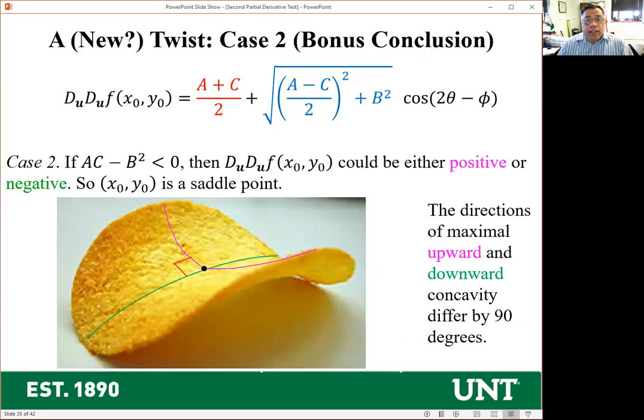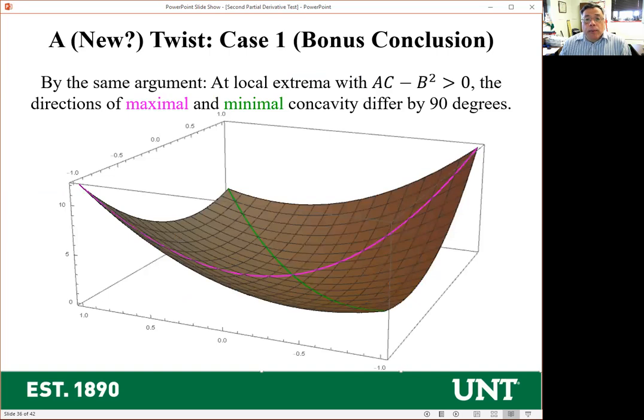Stated another way, if we take a look at that Pringles again, the directions of maximal upward concavity and maximal downward concavity must differ by 90 degrees. They must be perpendicular. We can make a similar argument for case 1. At a local extrema where AC minus b squared is greater than 0, the directions of maximal and minimal concavity again differ by 90 degrees.